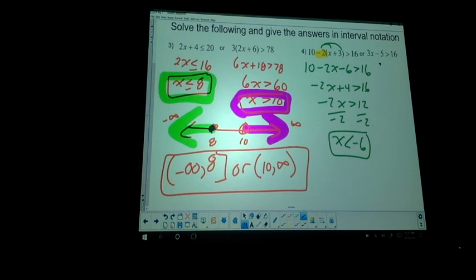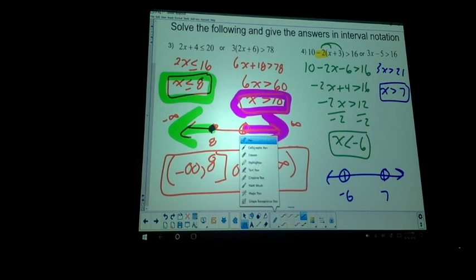Looks like I can add 5 to both sides. So I get 21. Divide each side by 3. So there's my two equations. I have negative 6 here, open dot. I have 7 here, open dot.